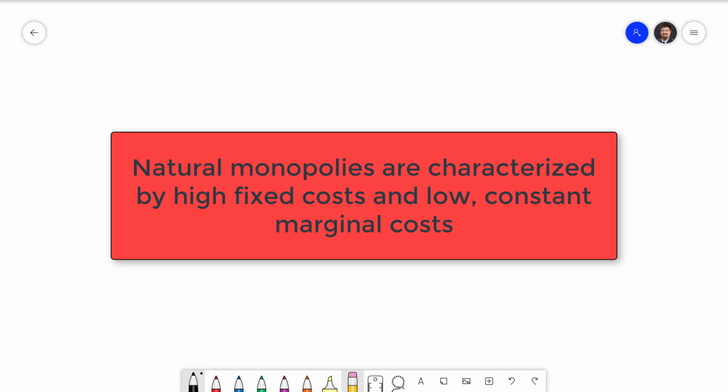The formal mathematical definition of a natural monopoly is one with a large fixed cost and a low constant marginal cost. When marginal cost is constant, average total cost is always decreasing and never crosses marginal cost. We'll come back to the concept of natural monopolies later on, and I will show you an example.